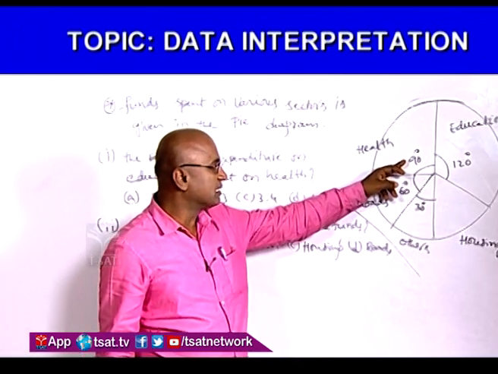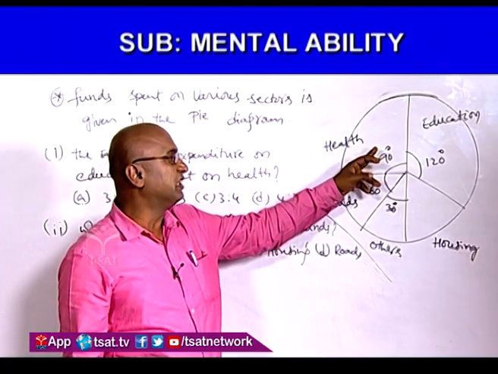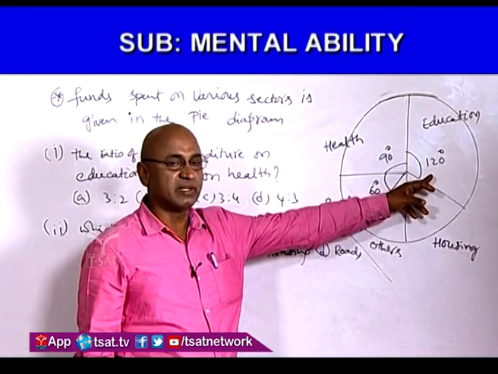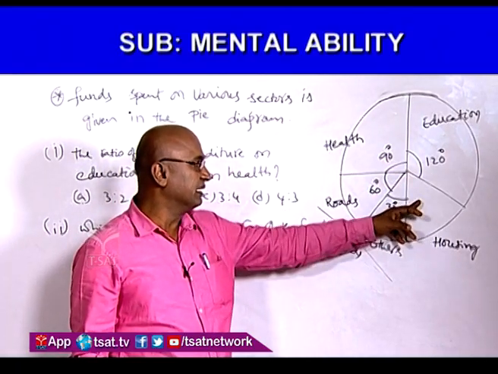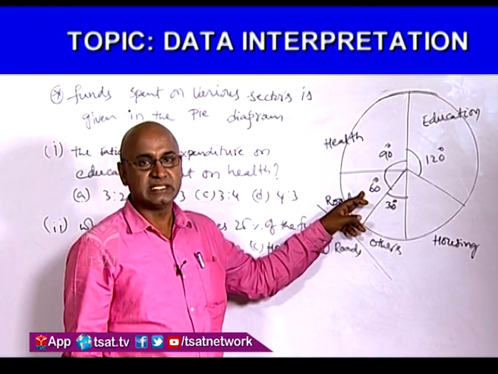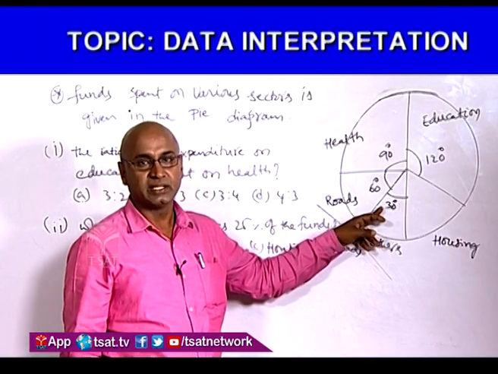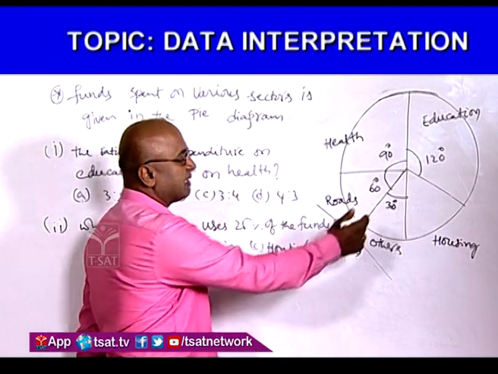Health: the funds allocated for health is 90 degrees, that means 25%. For education it is 120 degrees. Housing is not given. For roads, 60 degrees of funds allocation is done. And for others, miscellaneous, it is 30 degrees. Now we will find that housing also.